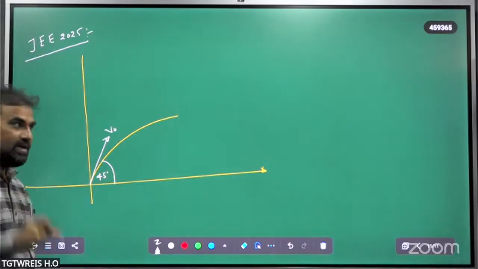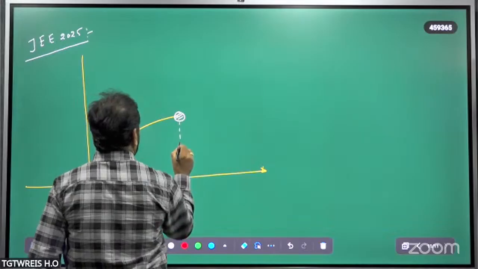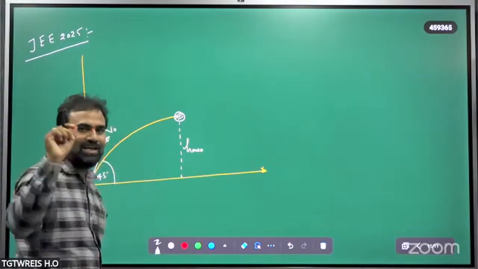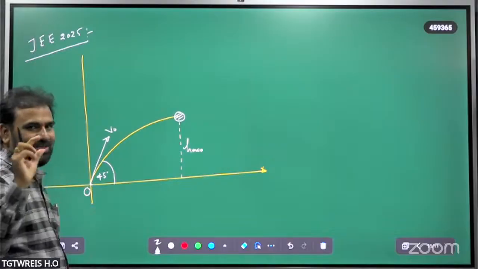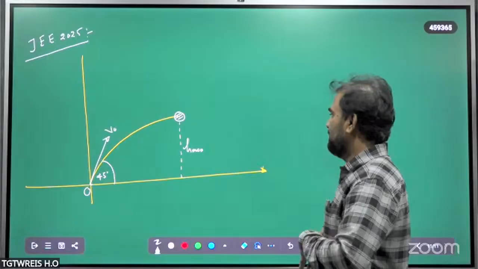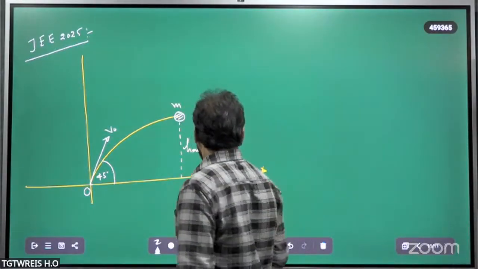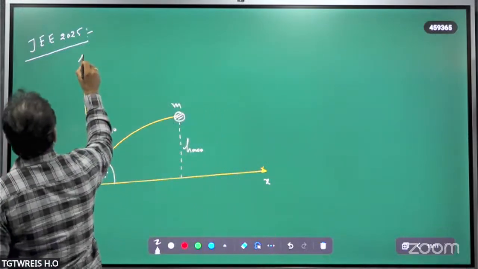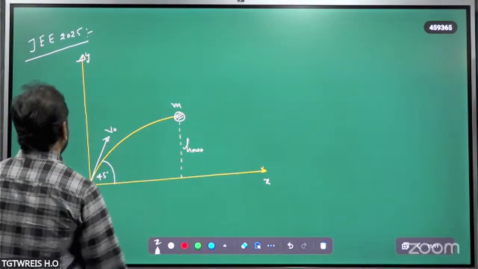The particle reaches its maximum height, h max. Then find the angular momentum of the particle about the point of projection. The particle of mass m is projected in the x-y plane, so this is the x level and this is the y level. Find the angular momentum of the particle at the maximum height.